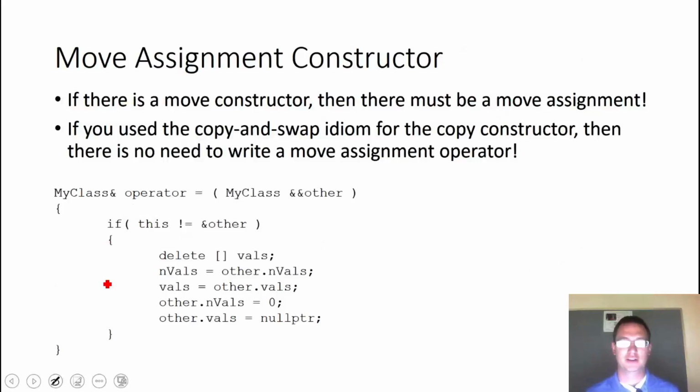So if there is a move constructor, then there must be a move assignment. However, what's really nice is that if you use the copy and swap idiom, which again, there are reasons not to do this, but if you did that, then there is no need to write a move assignment operator. Any ideas why?